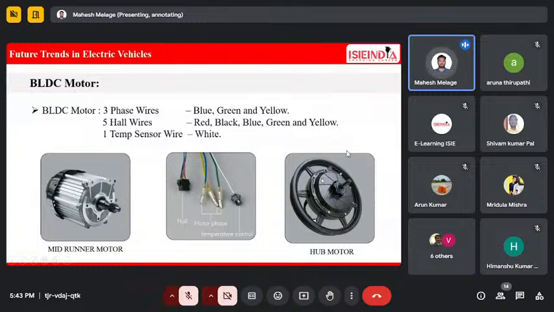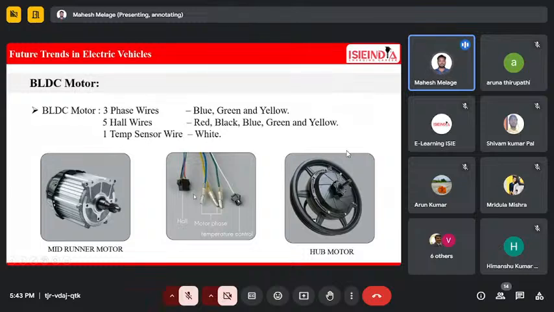On the right hand side, you can see the picture. It is a hub motor, meaning the inner part is stationary and the outer part is rotating. It is a hub motor. The outer part is rotating. This type of motor is used in the Hero Optima and also in the TVS iQube.